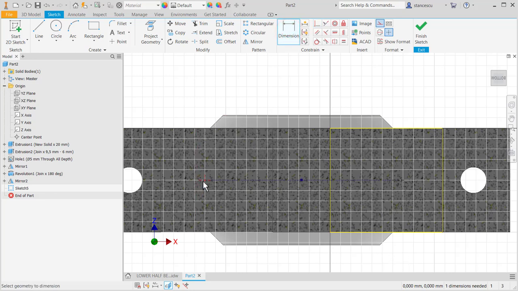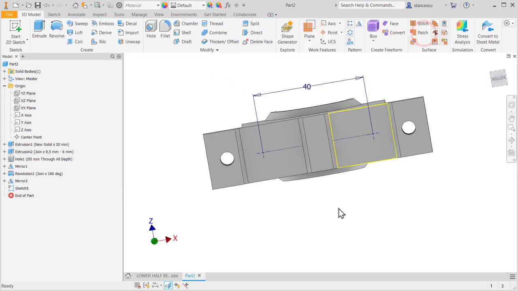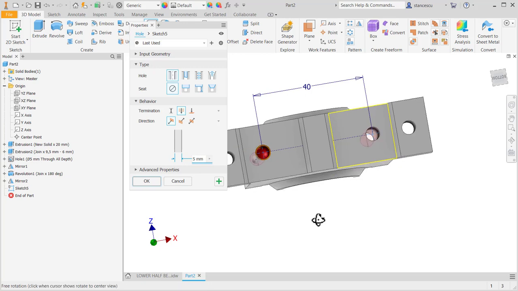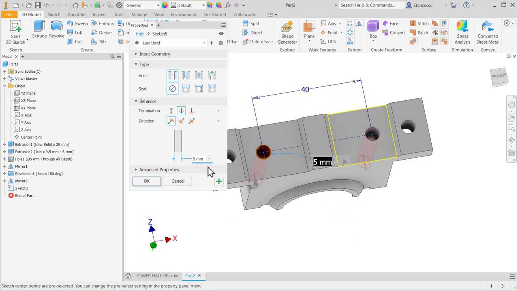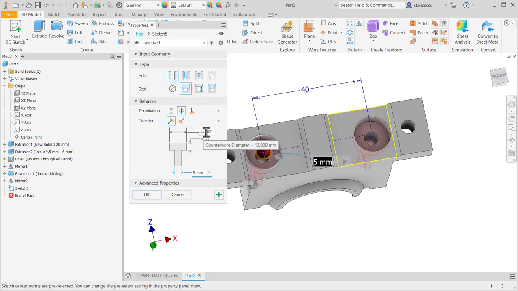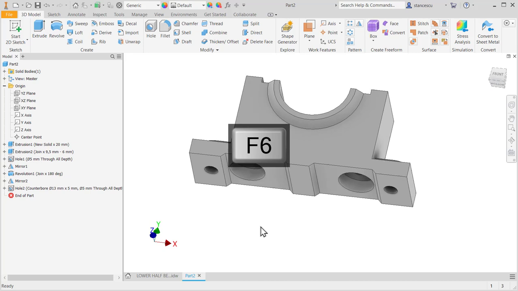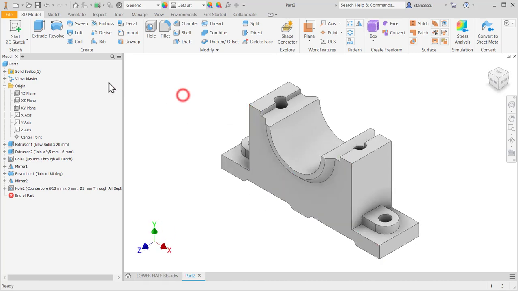Yes, now the points are placed symmetrically. The distance is 40 between points, or the length of the line. 40, finish sketch, 2 points. When I apply the hole, I see that both were selected, but counterbore, 13 and 5. Okay, this is also for us. Yes, very good. F6. What else? Nothing else. This is the part.